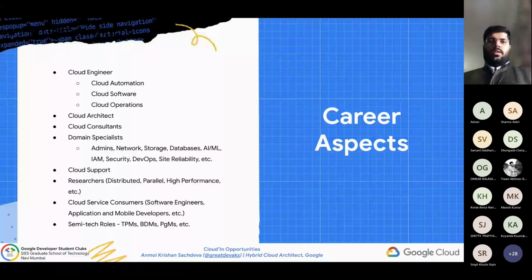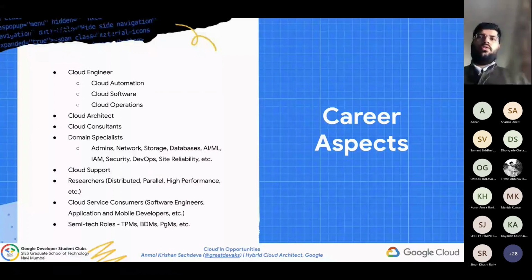And then we have domain specialists. As I mentioned, when you are becoming an architect, you start with a generalist approach, or maybe you could start with a domain specialist approach wherein you are focusing on network, storage, databases, etc. So you can go with domain specializations when you are becoming a cloud architect or an engineer. Then cloud support jobs, people who support by solving customer related queries.